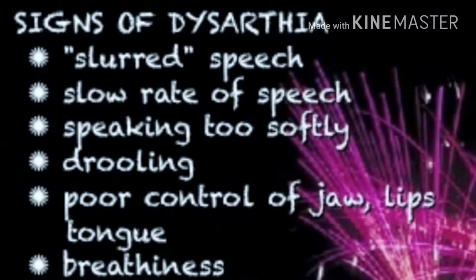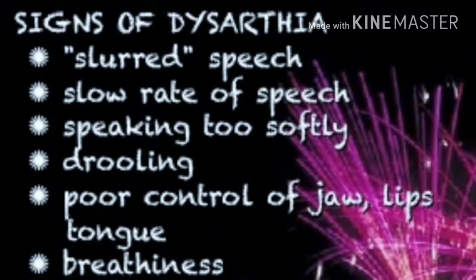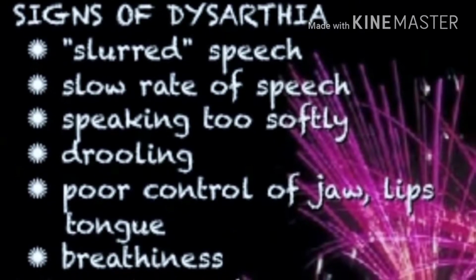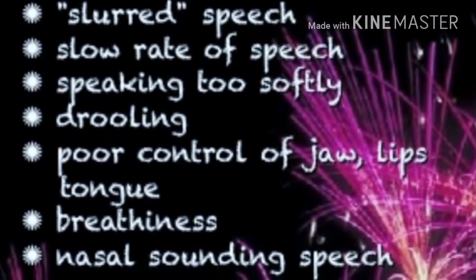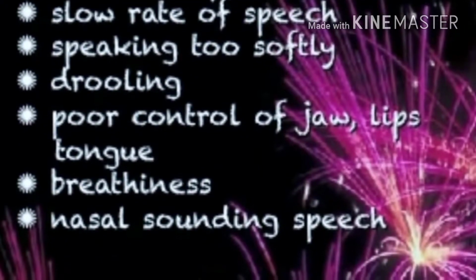The symptoms of dysarthria include slurred speech, speaking too softly, a reduced rate of speech or sometimes a very rapid rate of speech, drooling, limited control of jaw, lips and tongue, as well as breathiness and sometimes hoarseness, and nasal sounding speech.